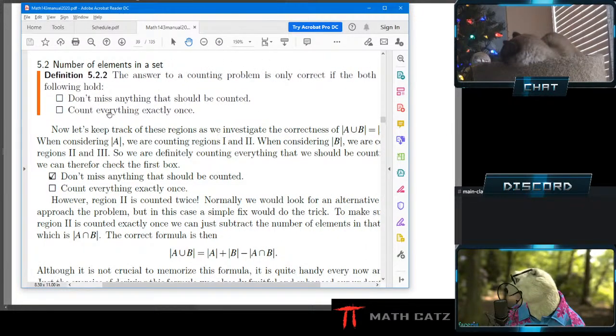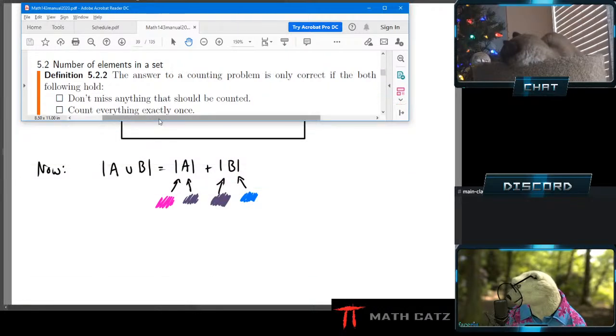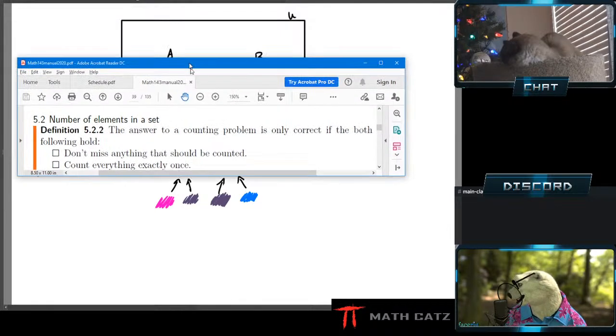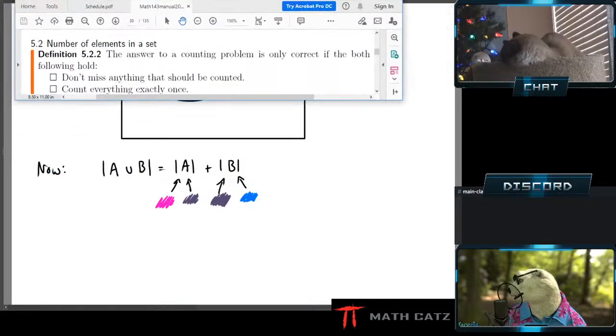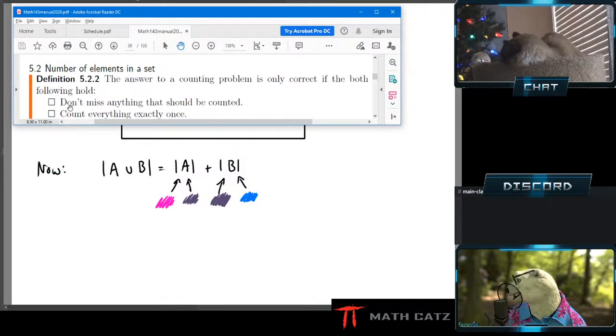There we go. In my counting goal, any counting problem, I have the following two check boxes that I must make sure are satisfied. I have to make sure I don't miss anything, and that I do count everything that must be counted.